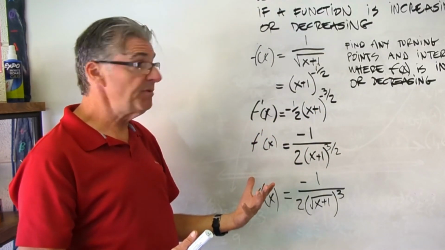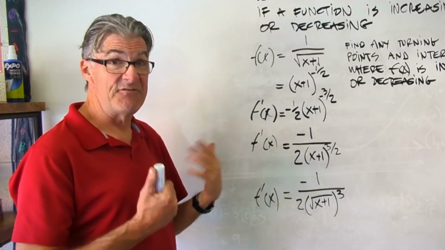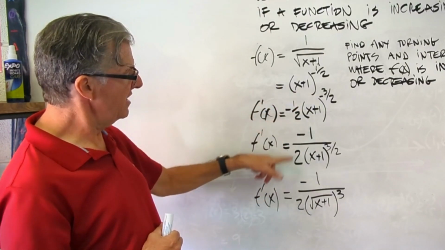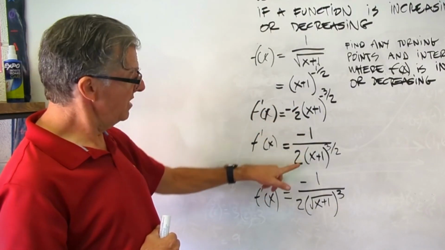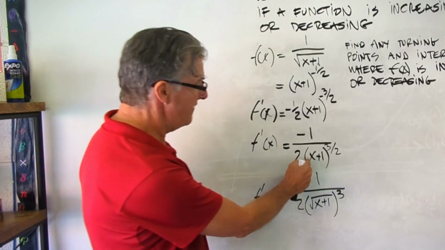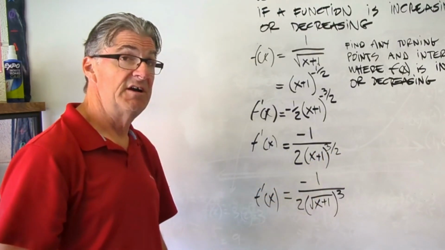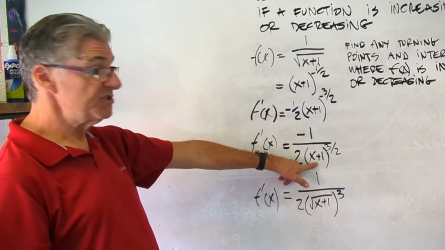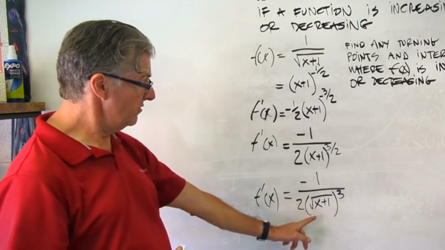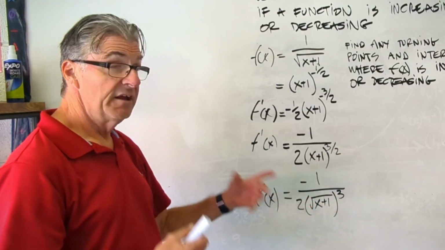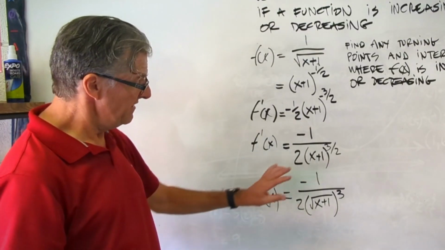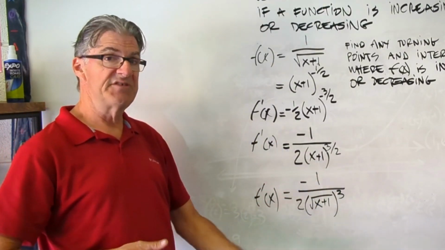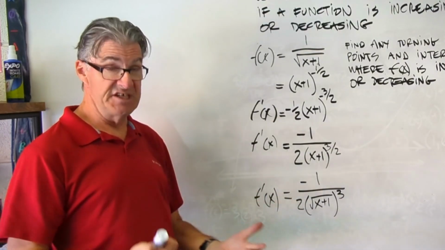Now I went ahead and simplified that so I could look at it and evaluate it. Check this out. -1/2 is just outside, so I left the -1 on the top and brought the 2 down. So then I have x plus 1 to the 3/2 power. Now what that is, is the square root of x plus 1 to the 3rd power. So I wrote it this way. The reason for that is that you can look at this and evaluate it for turning points and for increasing and decreasing.